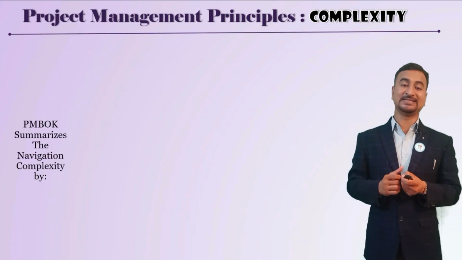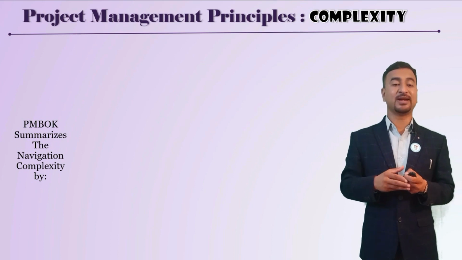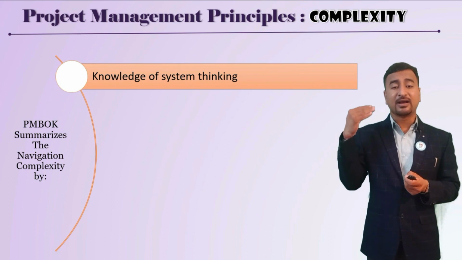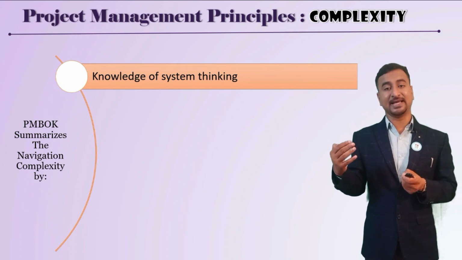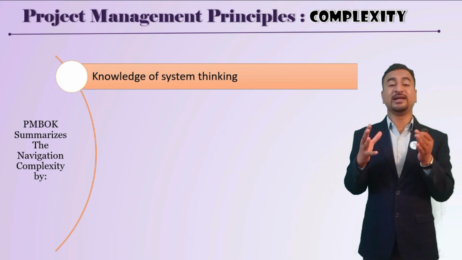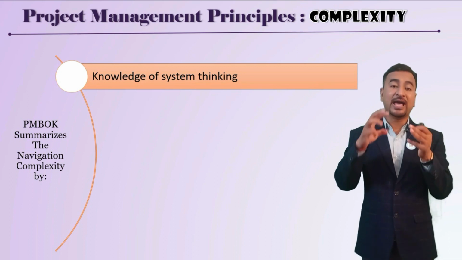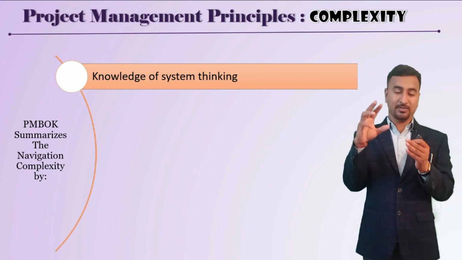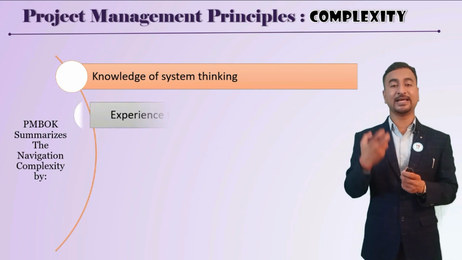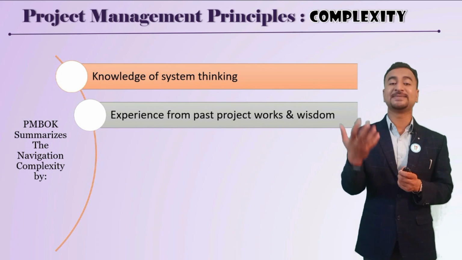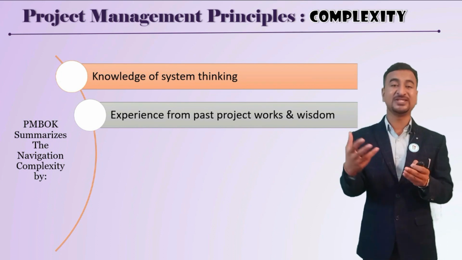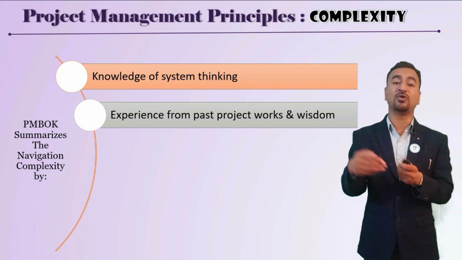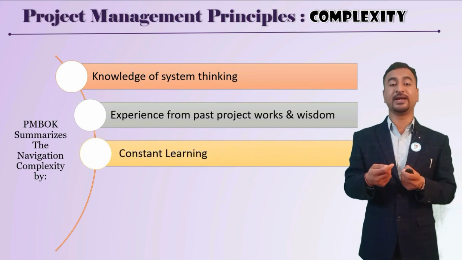So this is a good example. Now, PMBOK 7 summarizes navigating complexity through knowledge of systems thinking, the principle that we need to understand we are having a system of systems. We are a part of a bigger machine, so you need to develop that systems thinking knowledge. If you can bring the experience of past projects and wisdom to the table, that also helps you to navigate the complexity.